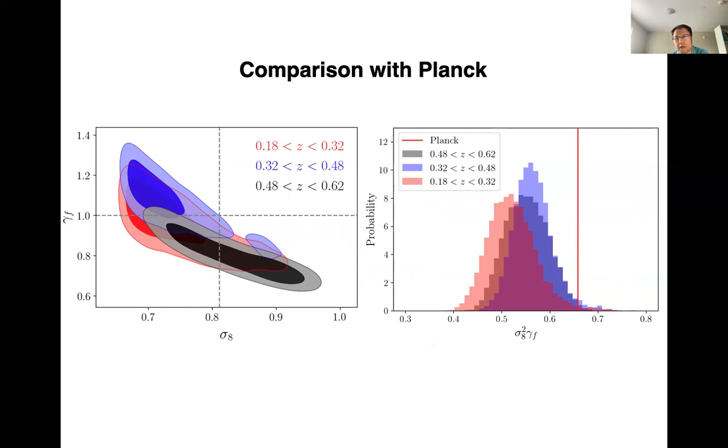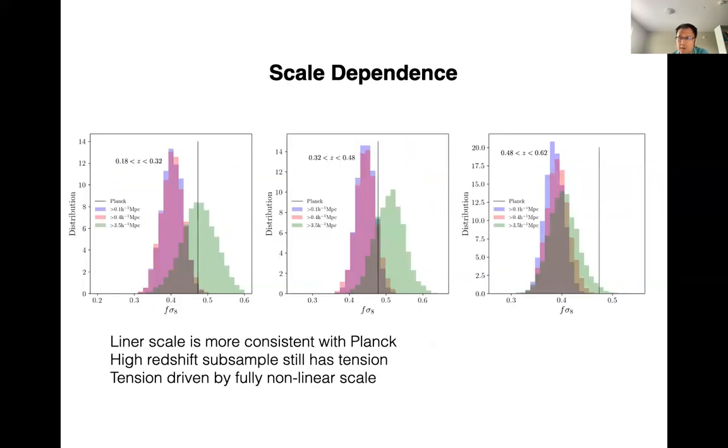Then we try to understand where this tension comes from. The direct analysis is to look at the scale dependence. We can restrict the analysis within some particular scales and evaluate their constraints. In particular, our fiducial analysis has measurements from 0.1 to 60 Mpc per h. Then we restrict the analysis to above 0.4 Mpc per h, which is the purple histogram. We also have an additional test that only uses the linear scale measurements above 3.5 Mpc per h, which is the green histogram. For the first two redshift bins, the low and middle redshift bins, it looks like the linear scale measurement is quite consistent with Planck.